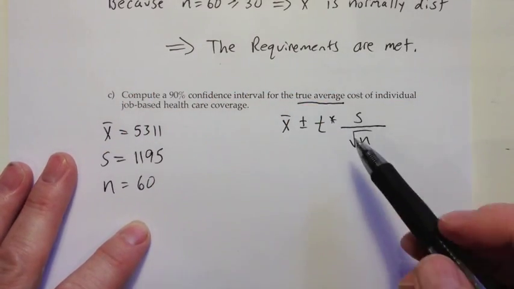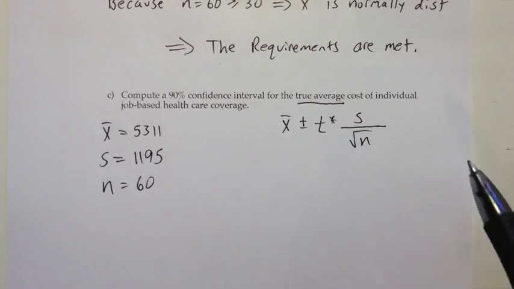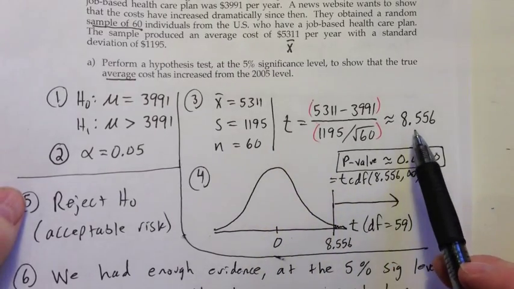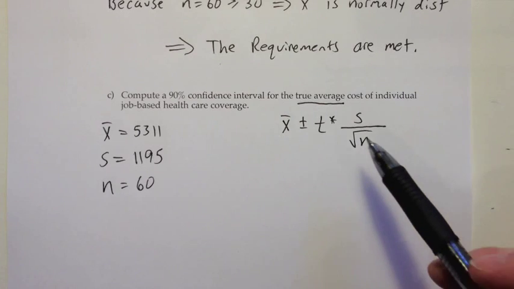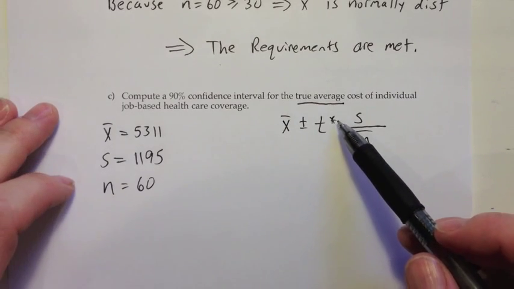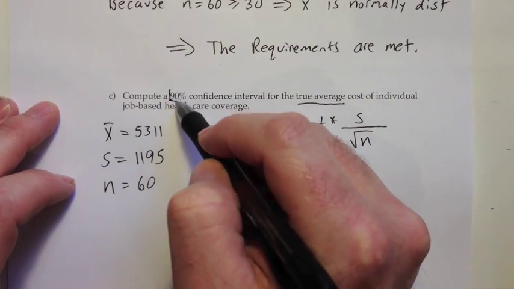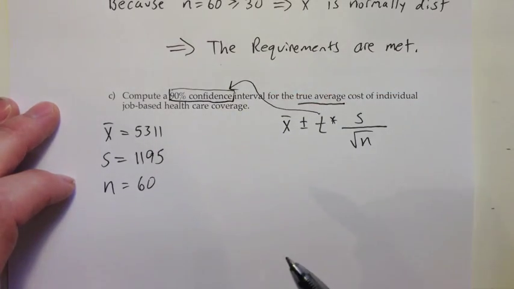So the thing that seems to be missing, we have X bar, s, and n. It seems like the t star is the missing piece. A common mistake people will make is they'll say, oh, we know t already, it's 8.556, we did that in step 3. But what we have to remember is that the star on the t is supposed to be telling us that we need the t-score that goes with 90% confidence. So that t star is connected to that confidence level.